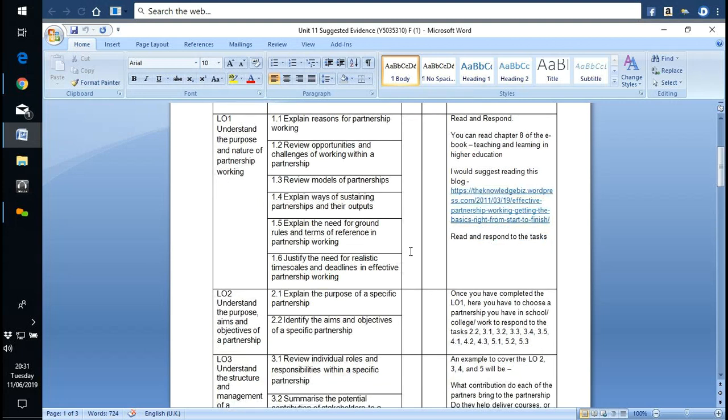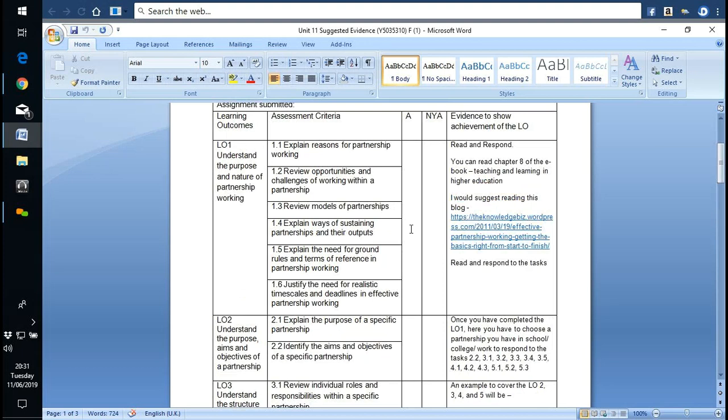The next bit looks particularly at the 2 things we've just mentioned now. Explain the need for ground rules in terms of reference in partnership working, and justify the need for realistic timescales, deadlines in effective partnership working. Those are methods of managing a partnership. There needs to be people responsible for specific things in that partnership, and the communication system that's set up between those people are ways of sustaining those partnerships and their outputs. Because once the communication system breaks down, the partnership will eventually break up.